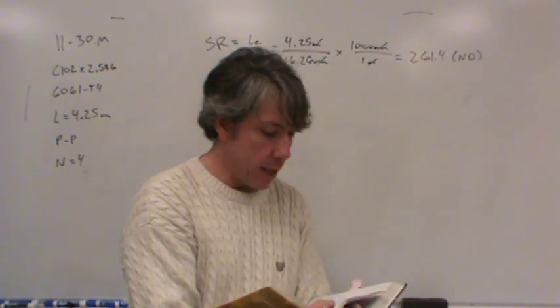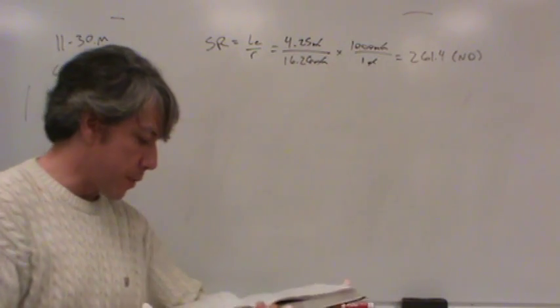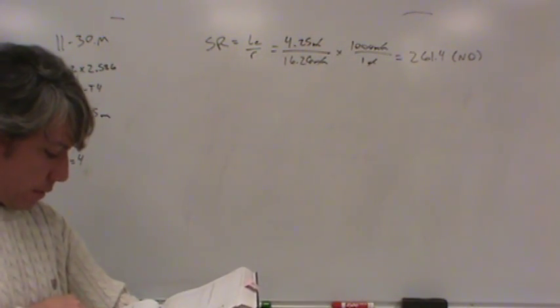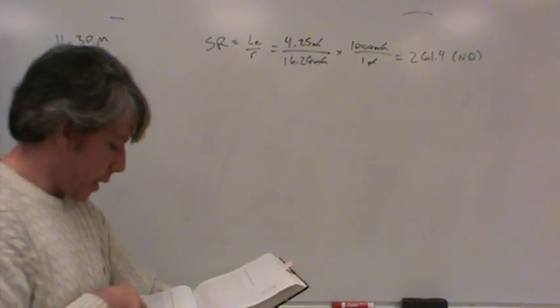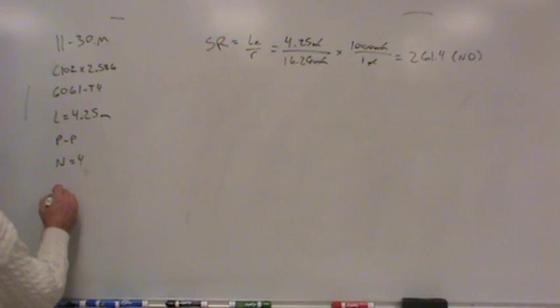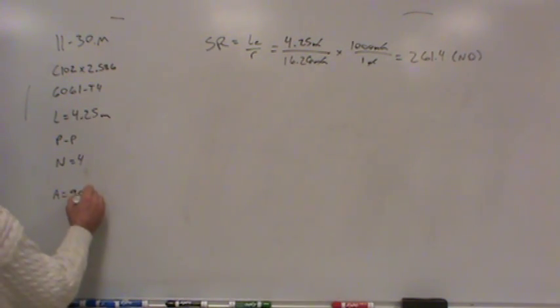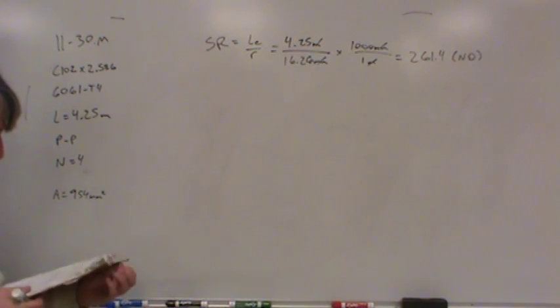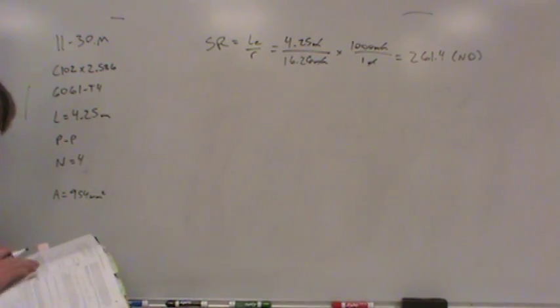Now if we go back into the text, oh, by the way, while we're here, let's grab the cross-sectional area. If they've got it, yeah, they've got it. We may need that, I'm not sure. 954 millimeters squared. Hopefully that'll save us some time later. I'm not sure if it will or not. Yeah, it looks like it will.